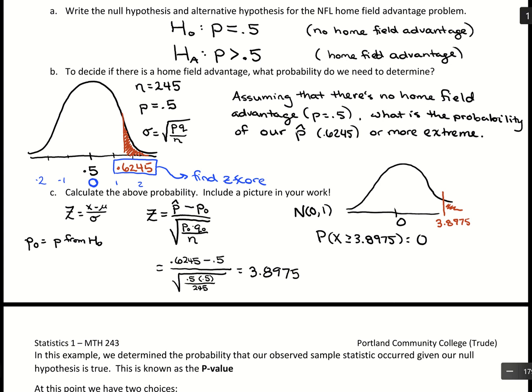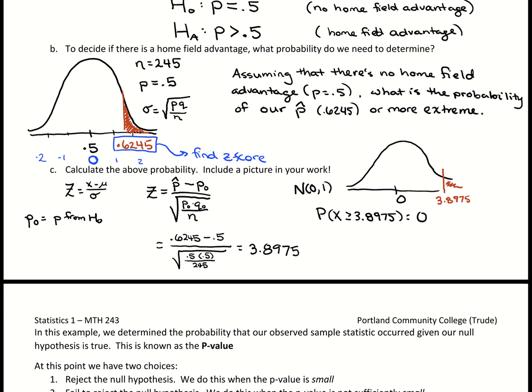We go back up above here and talk about this probability we were trying to find. What we looked at is if that proportion is actually 0.5, if that's true for our population proportion, the sample statistic, the value of p hat equals 0.6245, has close to 0% chance of occurring.